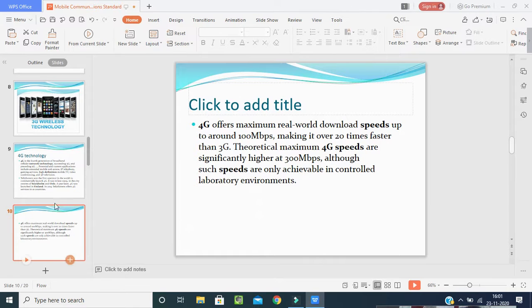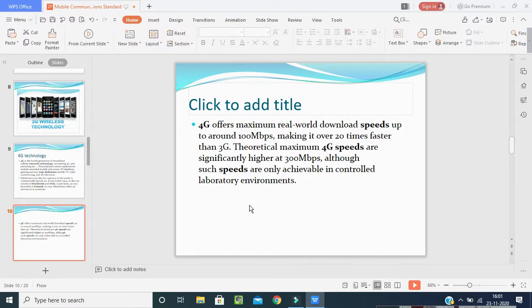4G offers maximum real-world download speeds of up to around 100 Mbps, making it over 20 times faster than 3G. So comparing with 3G, it is 20 times faster, and because of that we call it 4G. Theoretical maximum 4G speeds are significantly higher at 300 Mbps, although such speeds are only achievable in controlled laboratory environments. You will find all these things especially in the laboratories.